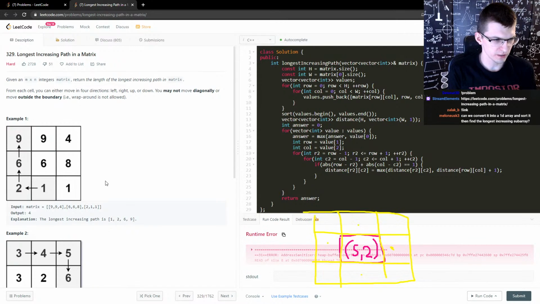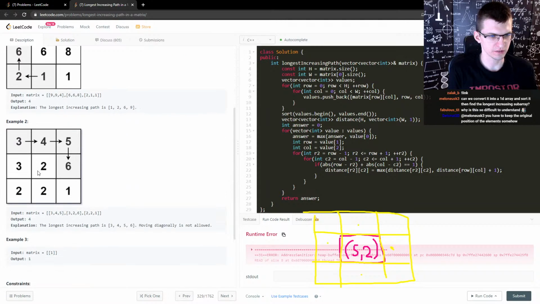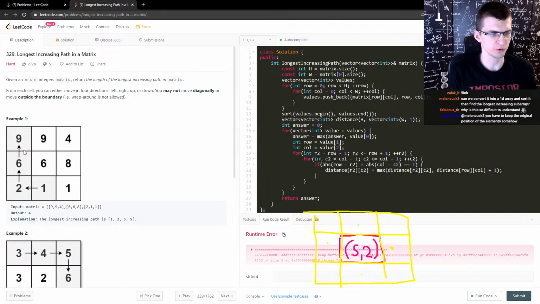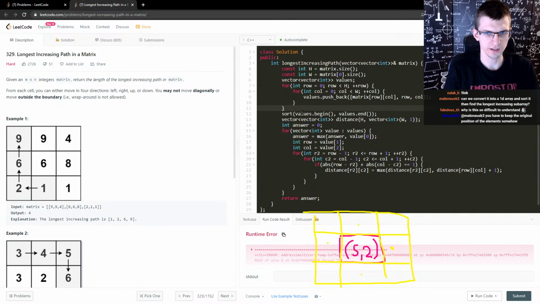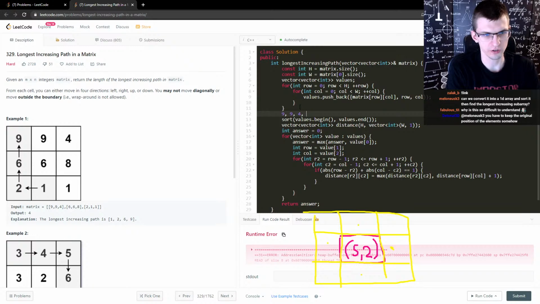Can we convert it into a 1D array and sort, then find the longest increasing subarray? But you lose information about neighboring. How do you convert a grid into a one-dimensional array? You can take row by row, but then you lose information about one above the other neighbors. So you cannot just take this grid and say that this is like 9, 9, 4, 6, 6, 8, and so on. And also the path is allowed to make different kinds of shapes, so it's not just increasing to the right or decreasing.